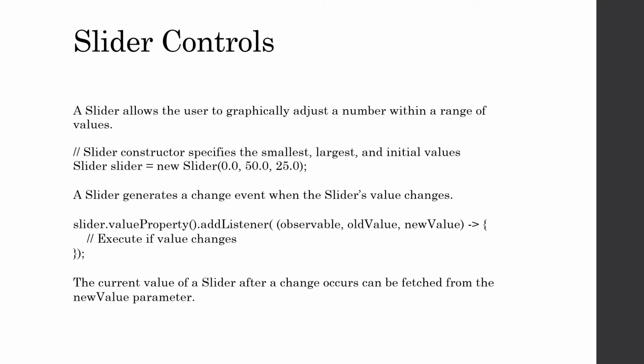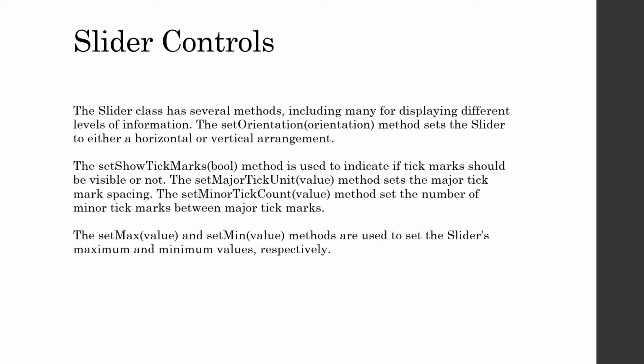So in most cases, whenever you're working with a slider, probably what you actually care about is going to be that new value. So you want to get whatever the current value happens to be after you've moved that knob to some new spot. So the current value of a slider, after a change occurs, can be fetched from that new value parameter. And in addition to that, I'm also going to show another way that we can get the value from a slider in a moment. But the first thing we're going to go ahead and focus on now is going to be the different ways that we can actually customize the appearance of our slider.